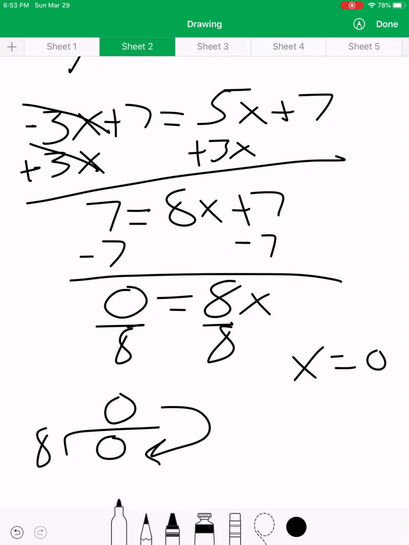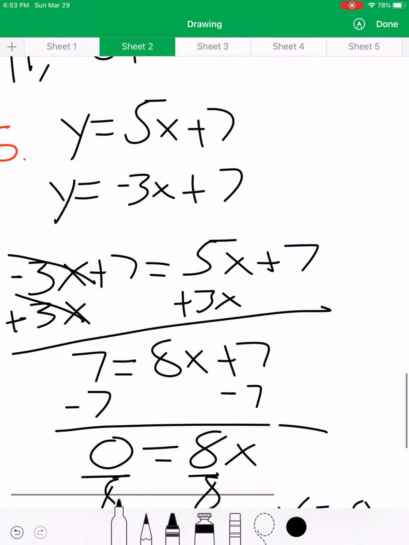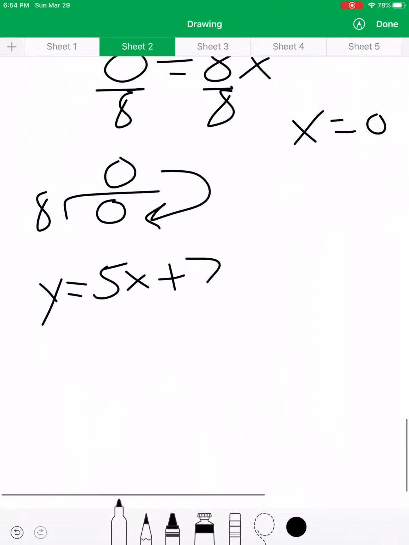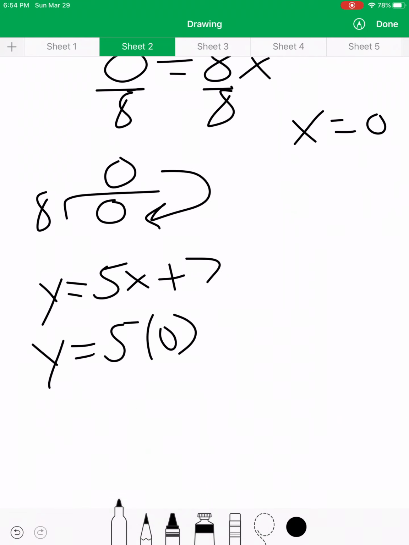Whenever x is 0, this is going to make the next equation really easy. You simply plug in 0 for the x term. I'm going to choose the very first equation, y equals 5x plus 7. So y equals 5x plus 7. Substitute 0 in for x. Y equals 5 times 0 plus 7.